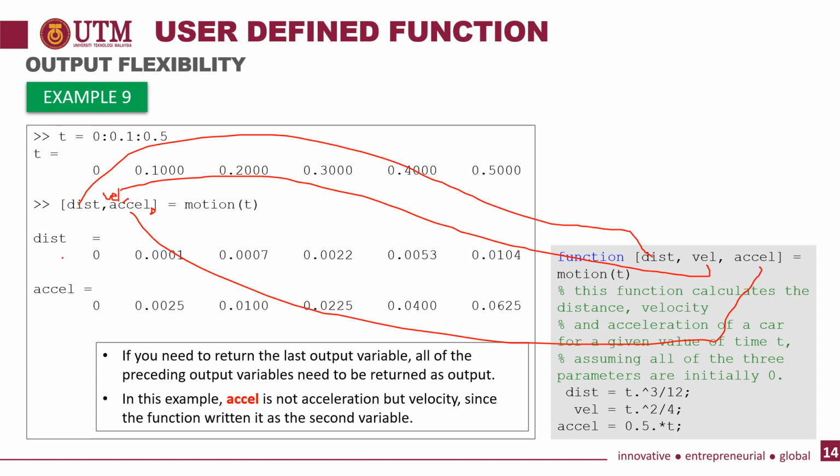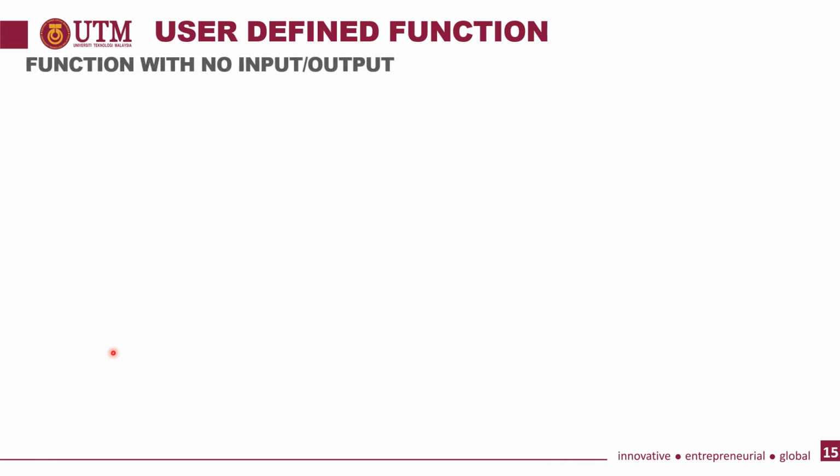Right, so next is user-defined function, function with no input and output. So what if you initialize a function, but it doesn't have any input and output? So what will happen? So let's take a look at example number 10.